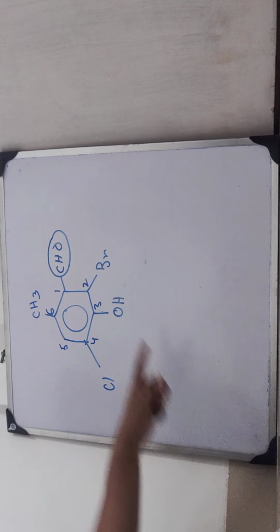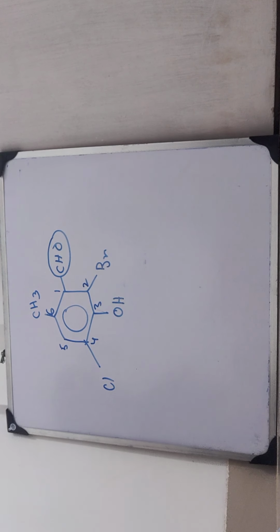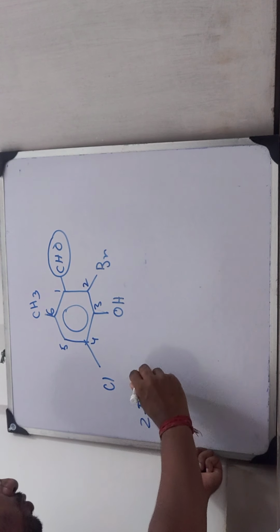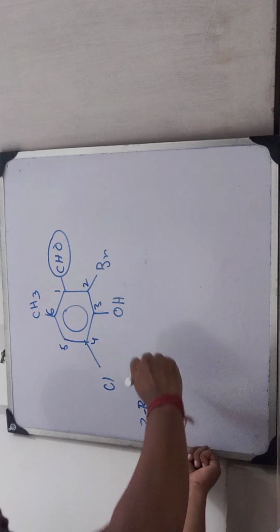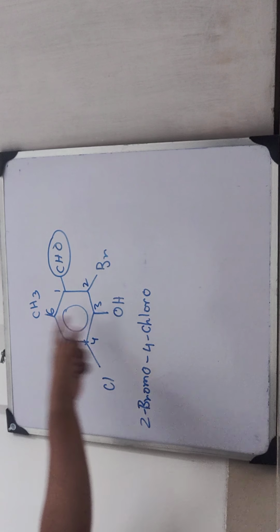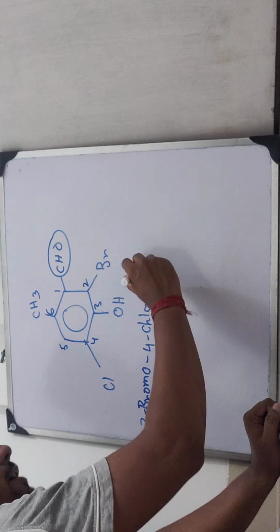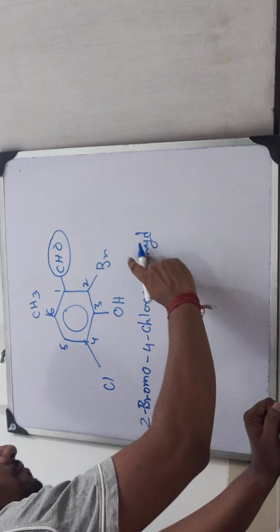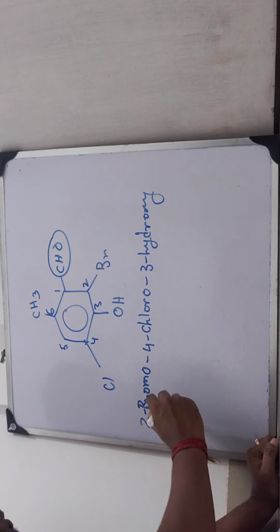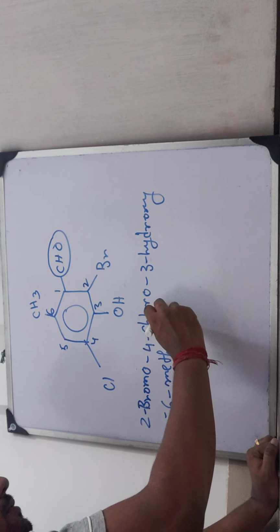Now some prefixes will be there. The prefixes are bromo, hydroxy, chloro and methyl, and alphabetically which comes first? Bromo. So 2-bromo, then chloro, 4-chloro, then in between hydroxy and methyl, which one comes first? Hydroxy. 3-hydroxy, 6-methyl benzaldehyde.